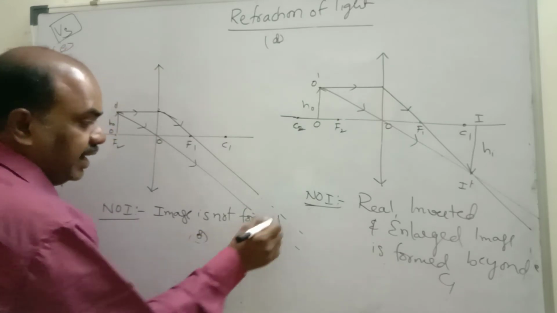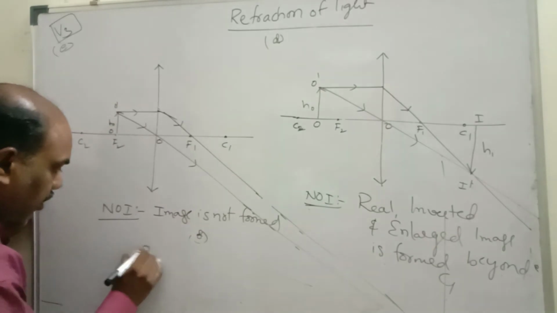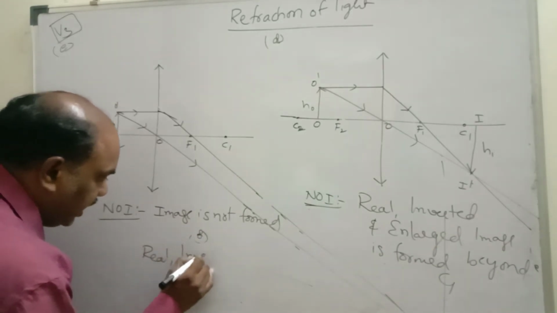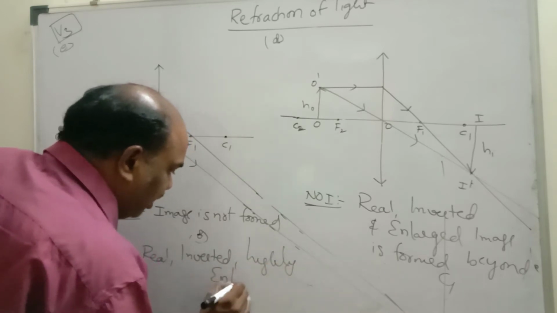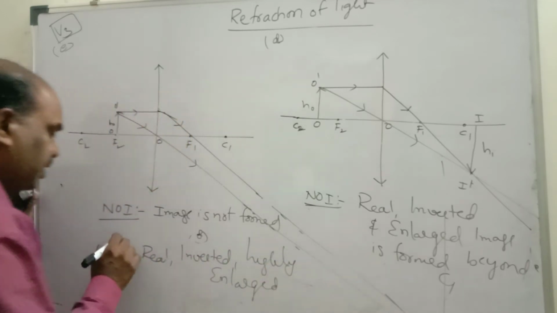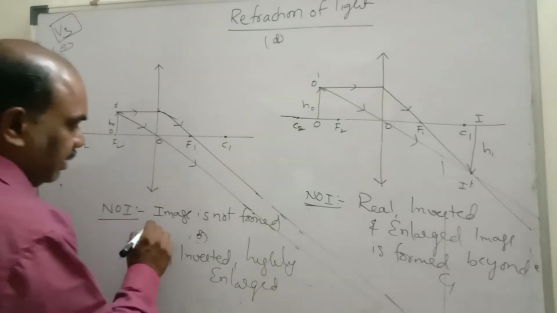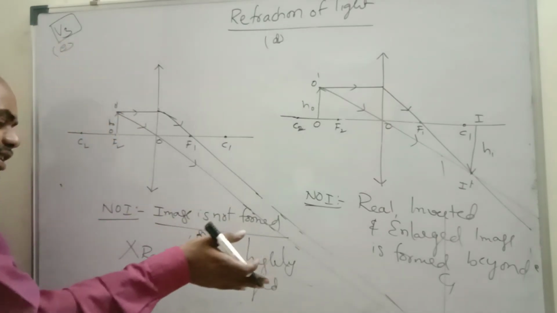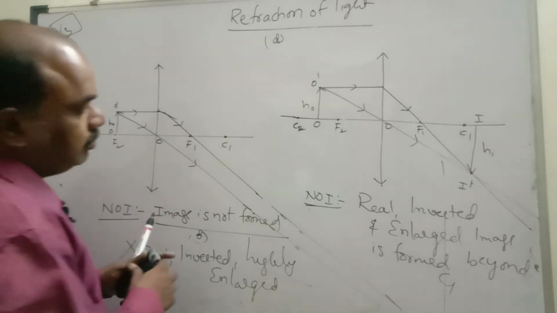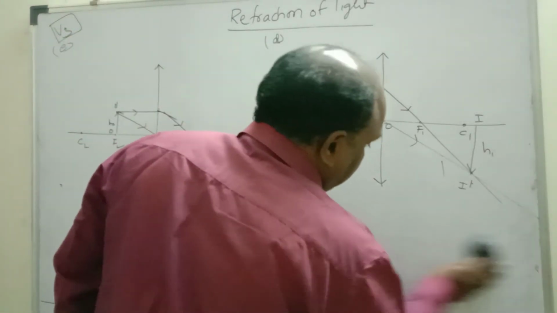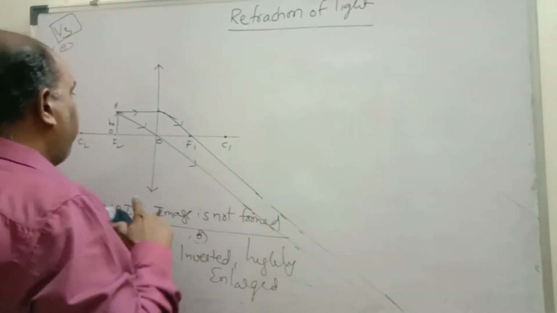Also you can write that they intersect at a very far distance. So the image is real, inverted, highly enlarged. Most of the time this case will not be useful, so generally the image is not formed. Even though it is formed, a real, inverted, highly enlarged image is formed if you place the object at the focus. Now, one more case, the last case in convex lenses that we will see.